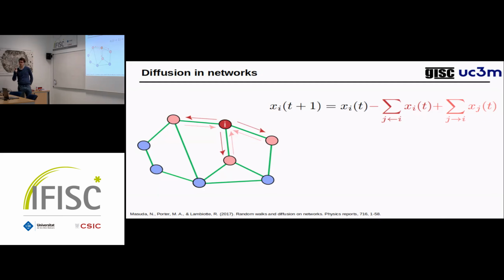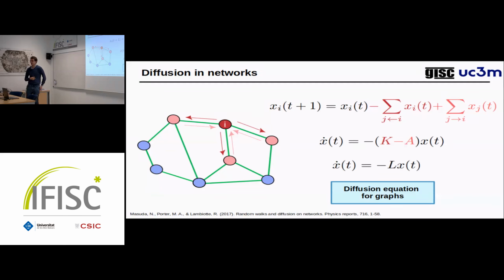This can be written in a matrix form if you take the continuum limit, as the rate of change is proportional to this matrix, K minus A, times the concentration. And this matrix, K is the degree matrix and A is the adjacency matrix, and the difference is called the Laplacian matrix because this is the discrete analog of the Laplacian operator in a continuum system. So this is the diffusion equation, the time derivative equal to the Laplacian, but for a graph instead of for a continuum system.